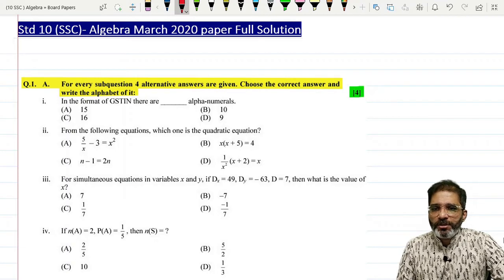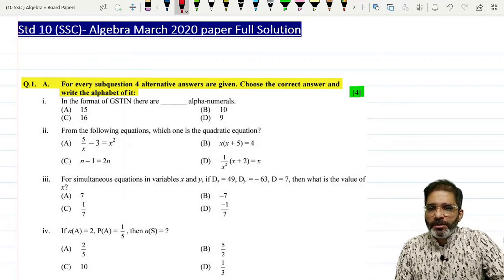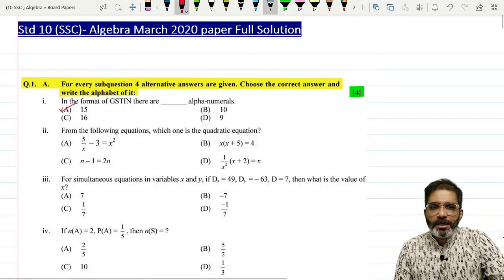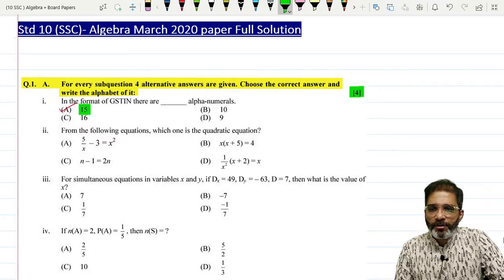The first question is, in the format of GSTN there are total dash alphanumerics. So the answer is A. There are total 15 alphanumerics.